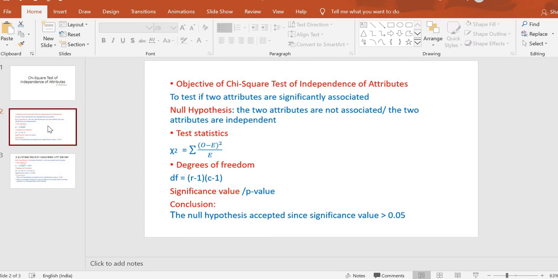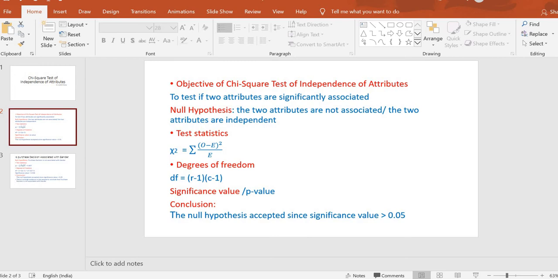The null hypothesis is always set as the two attributes are not significantly associated, or in other words, the two attributes are independent. The test statistic that is used is chi-square, which is summation of (O minus E) squared by E, where O is the observed frequency and E is the expected frequency for each classification. It follows the chi-square probability distribution, hence the name chi-square test of independence of attributes.